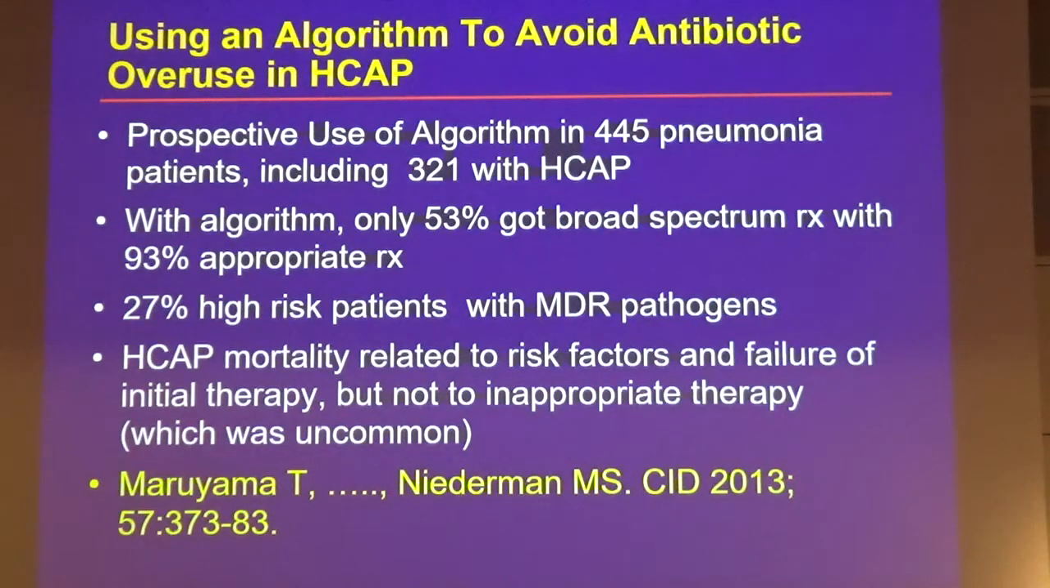So we developed an algorithm, which I'll show you in a second, that we used in 445 patients, 320 of which had healthcare-associated pneumonia. At the time the recommendation for HCAP would have been to give all of these patients multi-drug broad-spectrum therapy. We followed the algorithm and only about 50% ended up receiving broad-spectrum therapy, and yet over 90% received appropriate antibiotic therapy. 27% of high-risk patients defined by the algorithm did have MDR pathogens, and the mortality rate was related to the number of risk factors and to the failure of initial therapy.